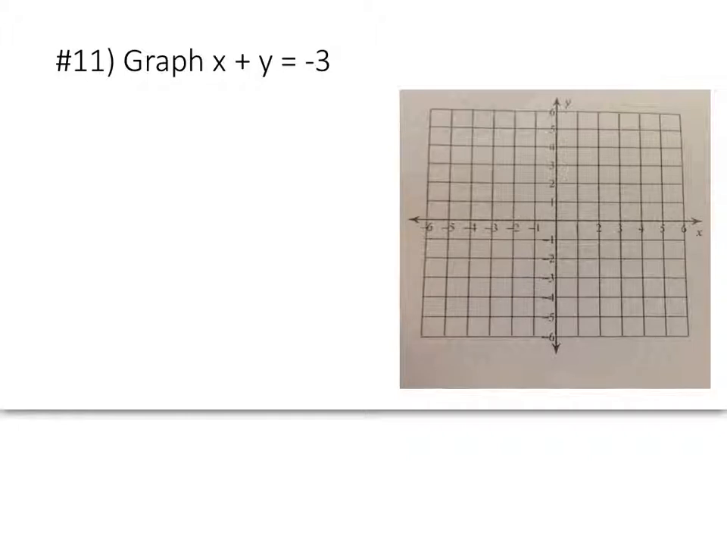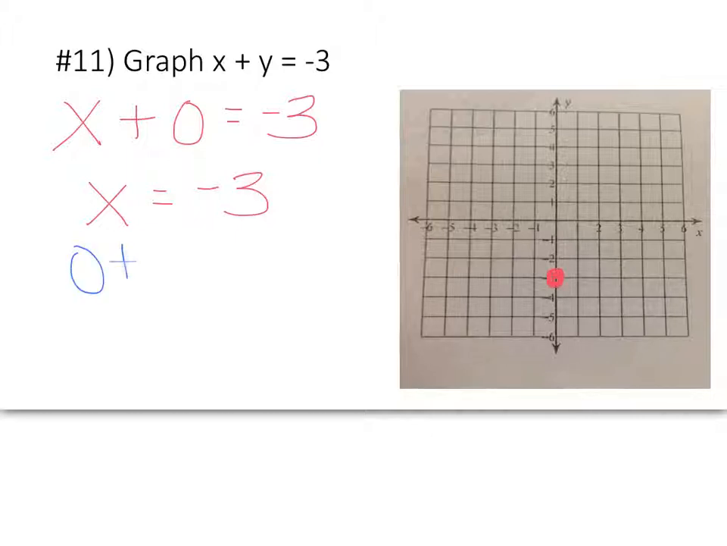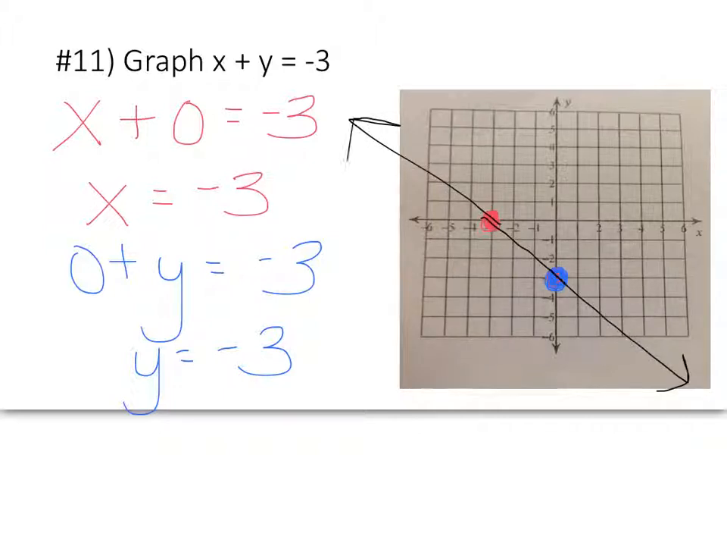Okay? Same situation here. Plug in 0 for y to find the x-intercept. Plug in 0 for x to find the y-intercept. Oh, look what I did. Did you see what I did there? This is the x-intercept, so be very careful there. I plotted on the y-axis when I was looking for the x-intercept. Okay, so y equals negative 3, or x equals negative 3 is here, and y equals negative 3 is here. That's my bad. And then you're going to connect them. And you're done. And that's it.